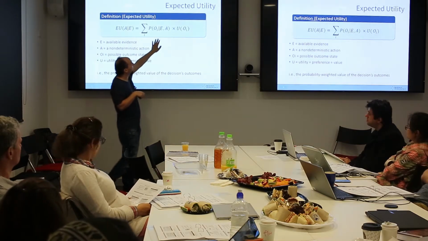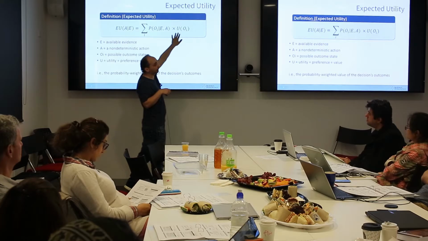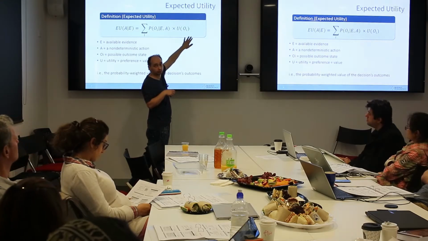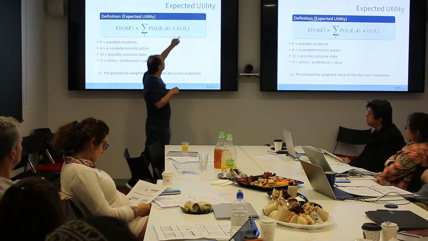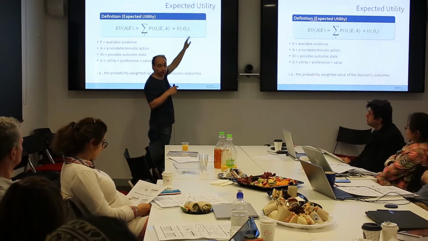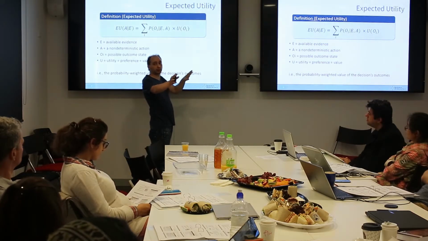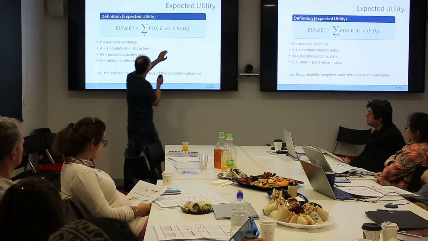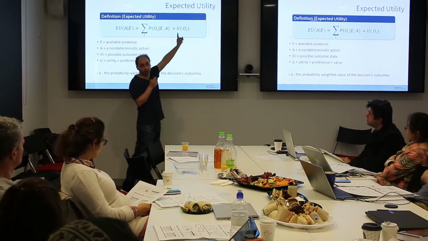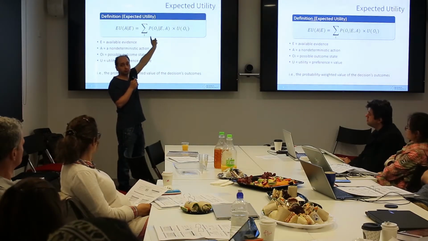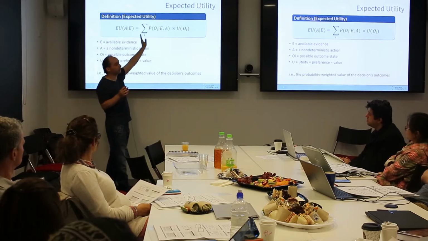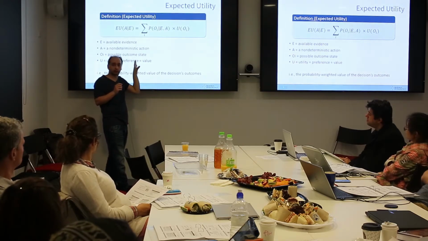So we've got various values on the different outcomes that could happen. That's our utility function, U. It defines for a given outcome the value that we would attach to that outcome. And then we just weight that by the probability. It's actually quite simple, and then we sum it all together, and that's our expected utility.